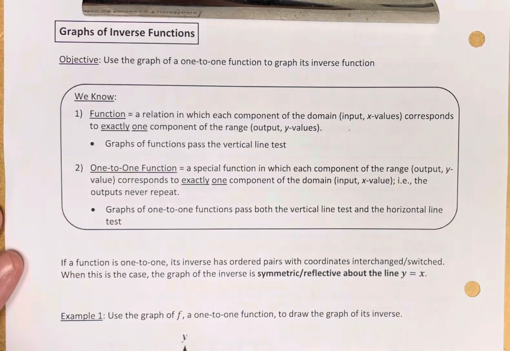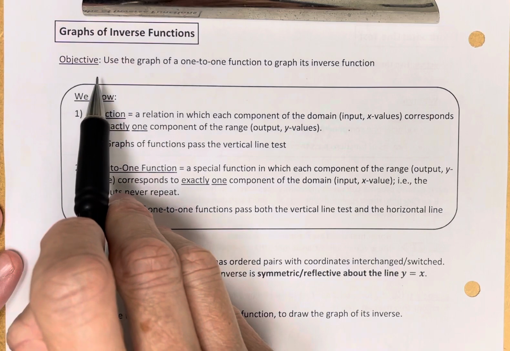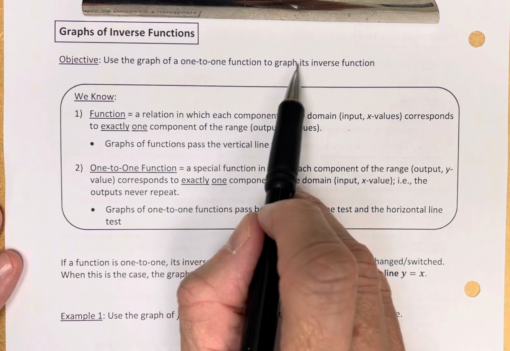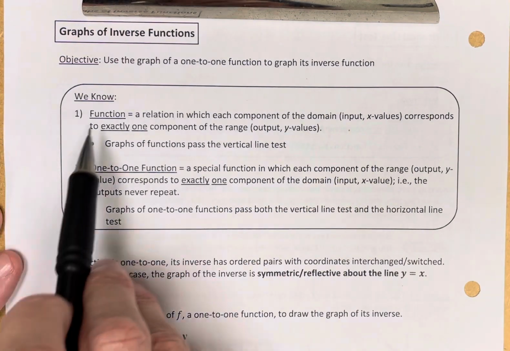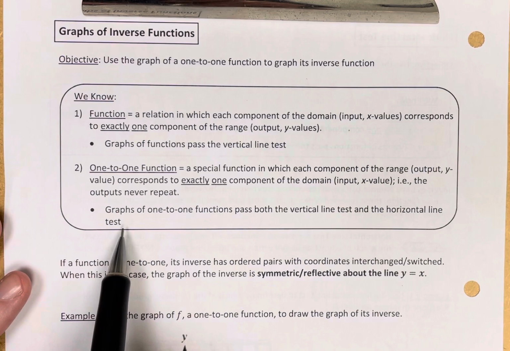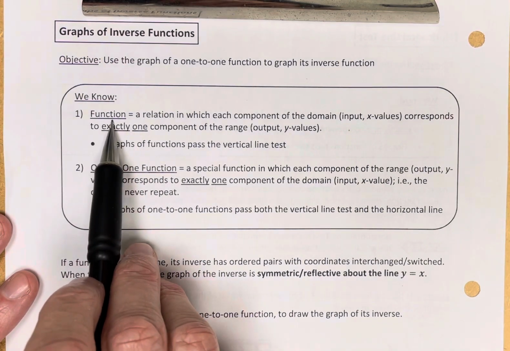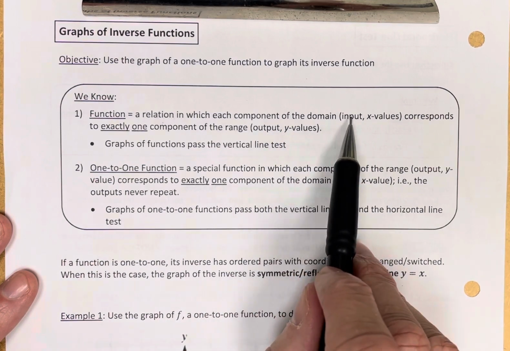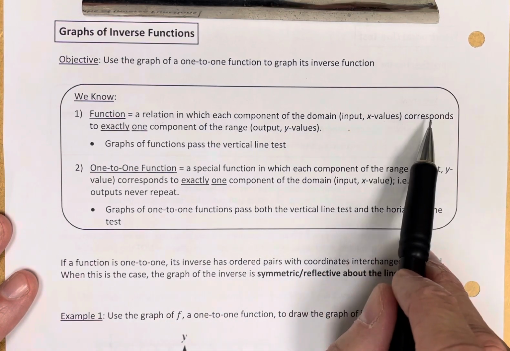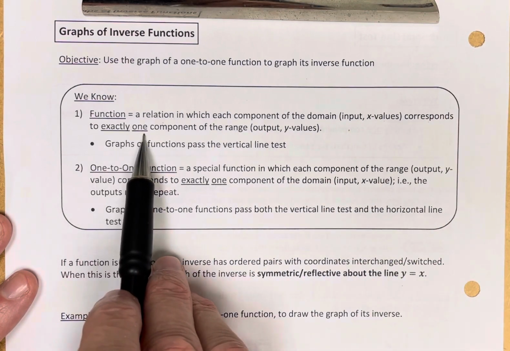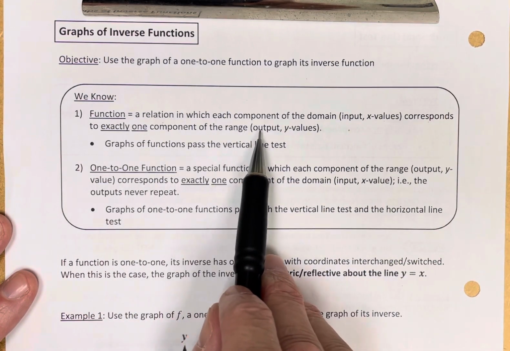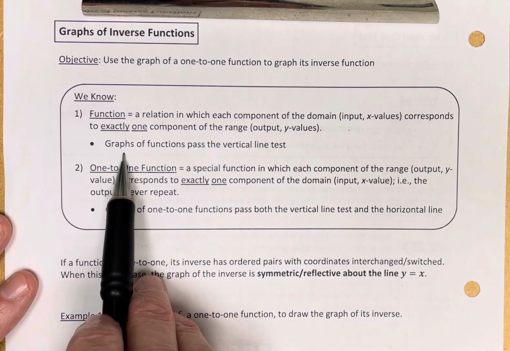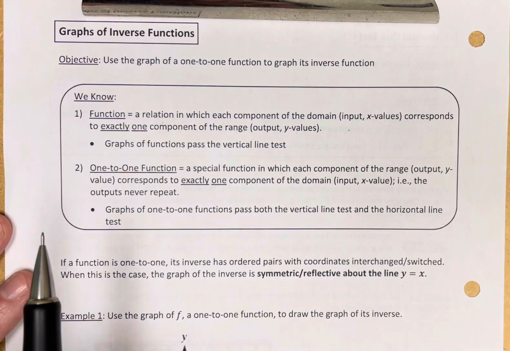Graphs of inverse functions. Our objective here is to use the graph of a one-to-one function to graph its inverse function. We know a couple of things coming in that are going to help us. We know what a function is. A function is a relation in which each component of the domain, each input, each x value, corresponds to exactly one component of the range, output value, y value. If it's a function, the graph will pass the vertical line test.